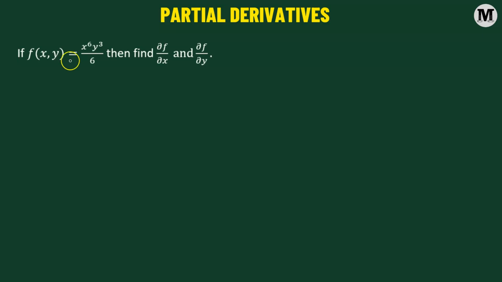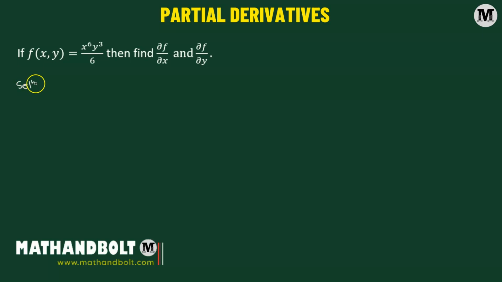We have a function f given by x raised to the power of 6 times y cubed over 6. We need to obtain the value of the partial derivative of f with respect to x and the partial of f with respect to y. Let us begin. We'll start with the given function.